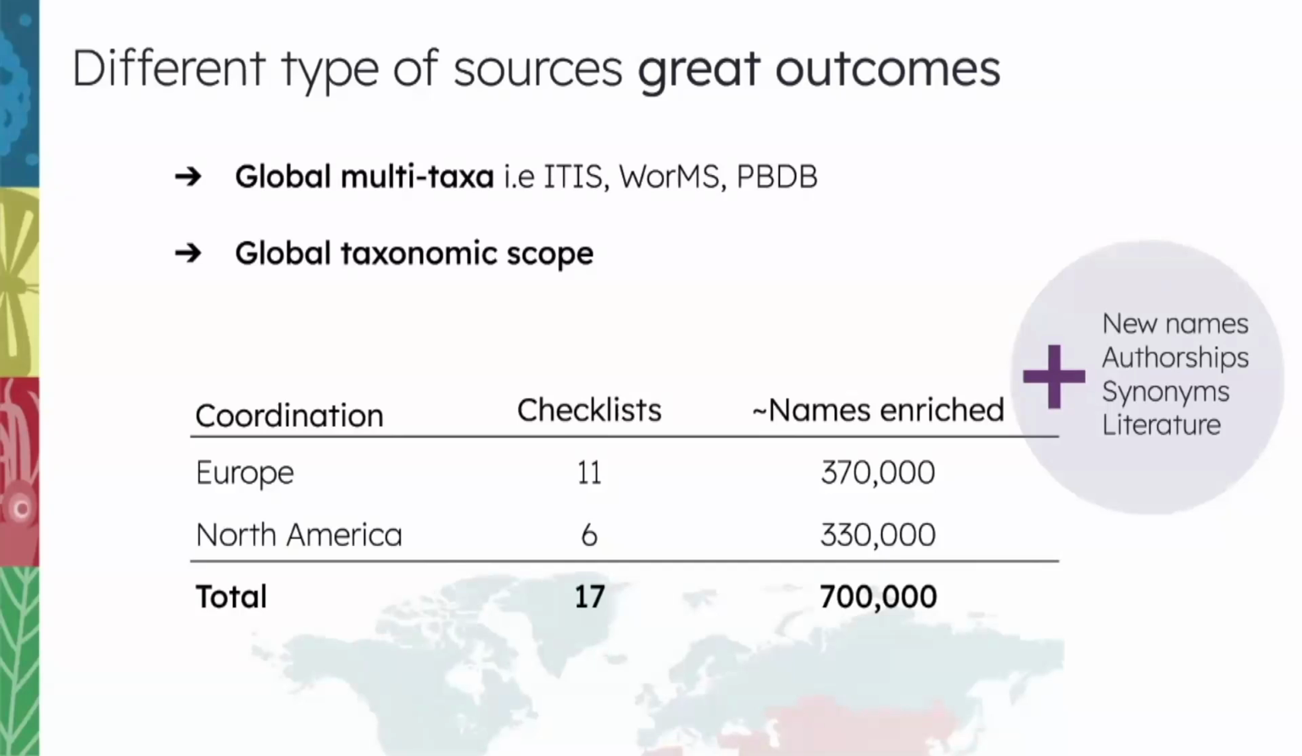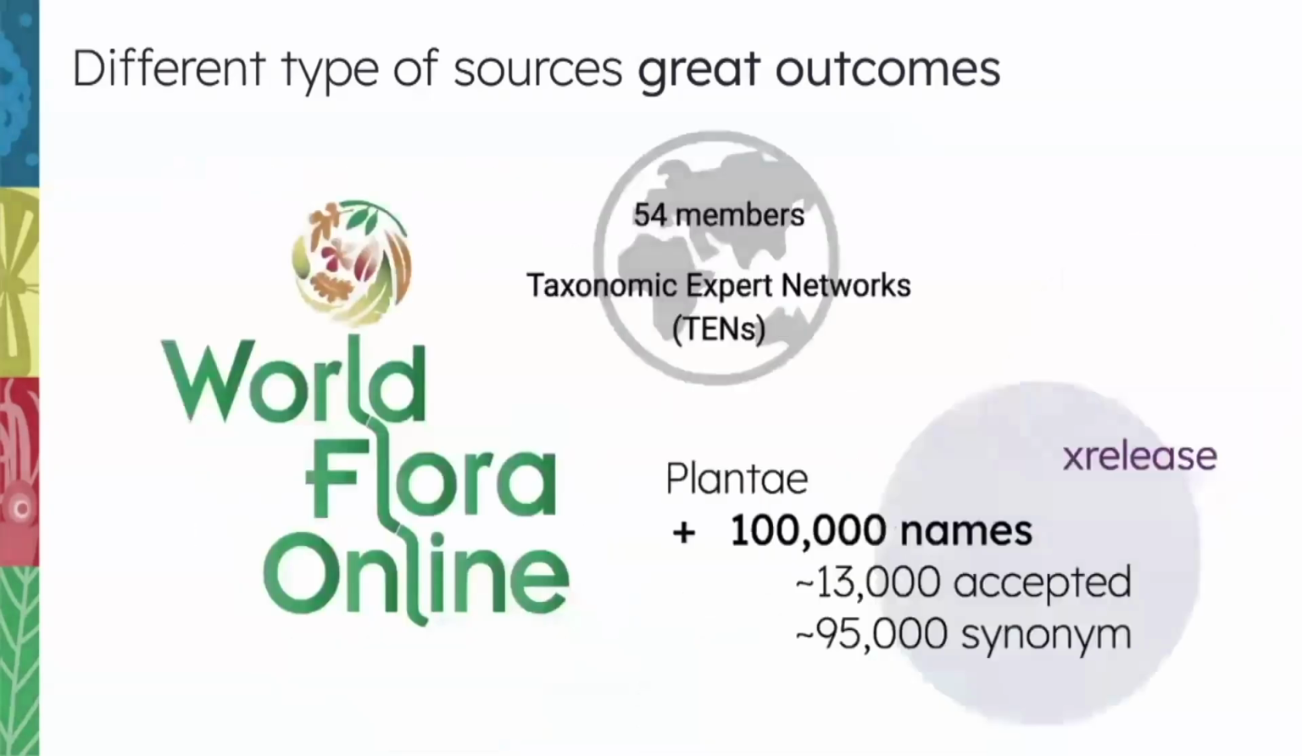Nevertheless, we know these sources are doing a great job trying to increase their scope. A very good example of this is World Flora Online, which has 54 consortium members and a strong network of experts all around the world. This source is providing the extended release with more than 100,000 names. Many of them are synonyms, which is one of the gaps we wanted to fill.